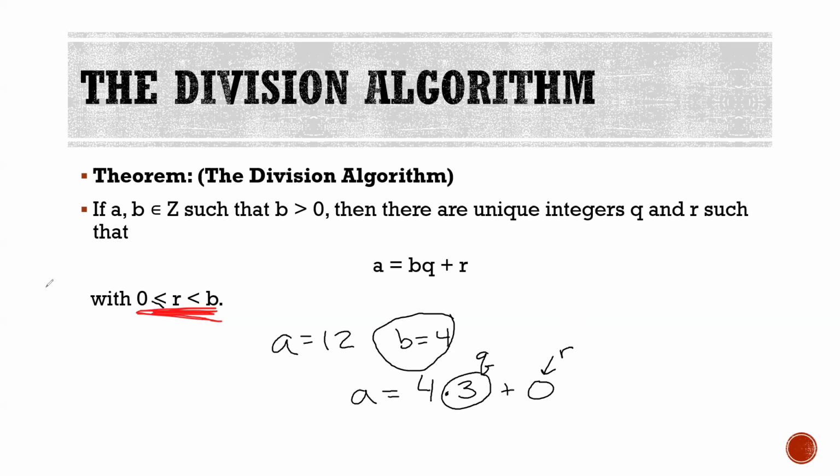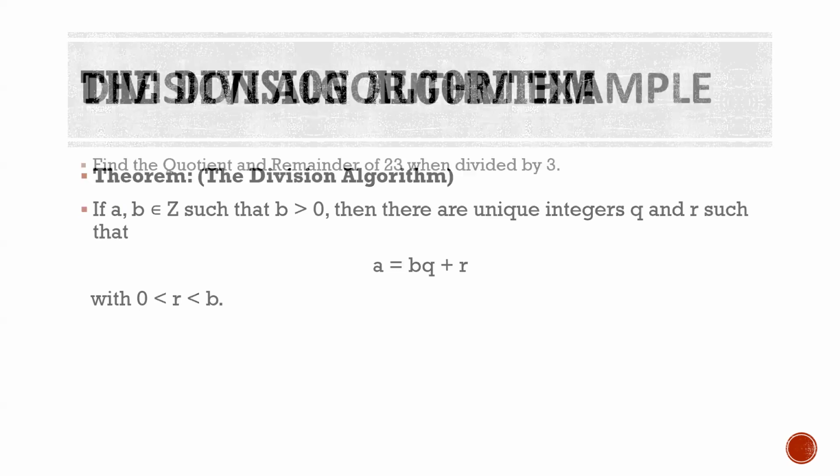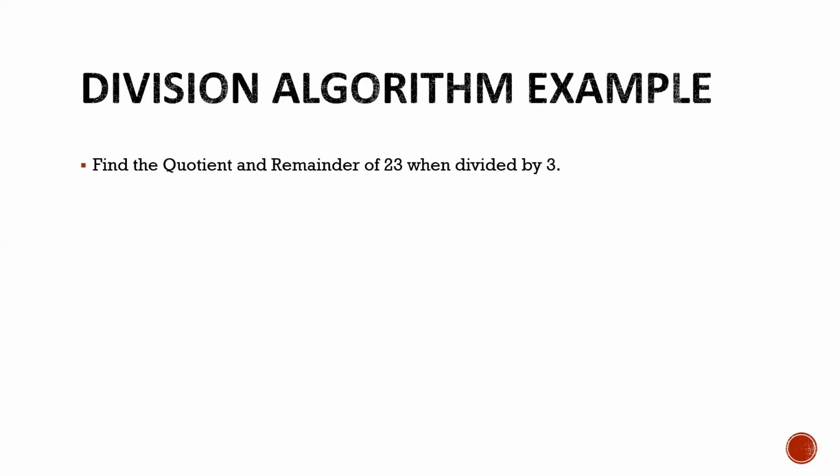All right, hopefully that is getting an idea across. This is something a lot of people often see in discrete math, so it's kind of invaluable. So if we want to ask the question of what's the quotient and remainder of 23 when divided by 3, how would you do that? Try pausing the video and answering that question.